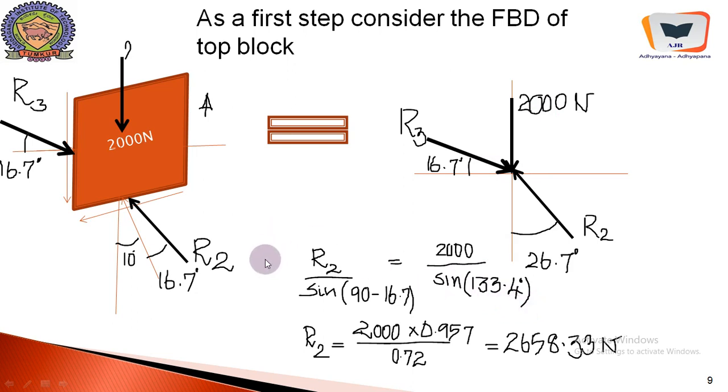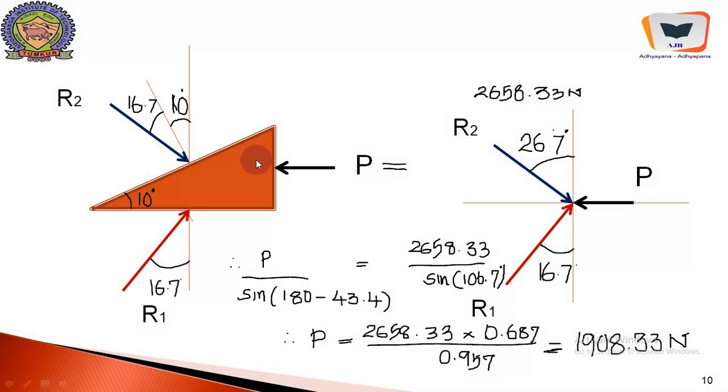And if we recall Lami's theorem, the statement is, if three forces acting concurrently at a point keep a particle in equilibrium, then each force is proportional to the sine of the angle between the other two forces. The same principle is applied, and R2 evaluates to be 2658.33 Newton.